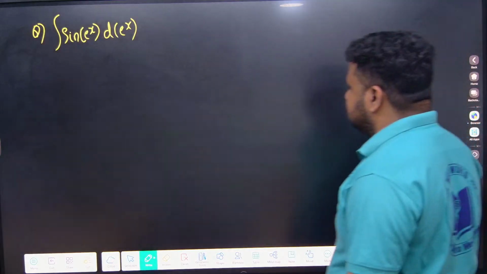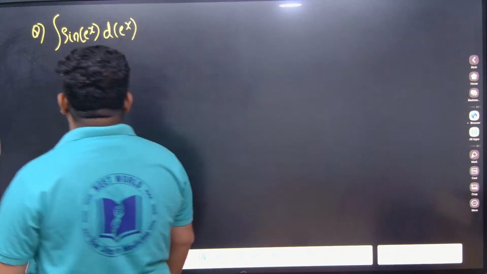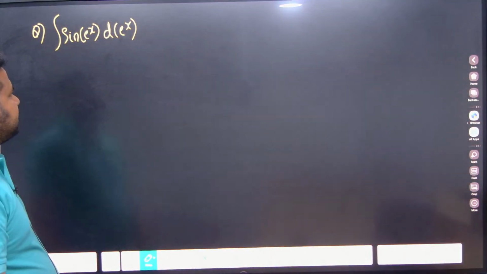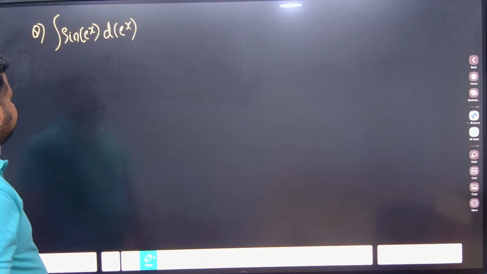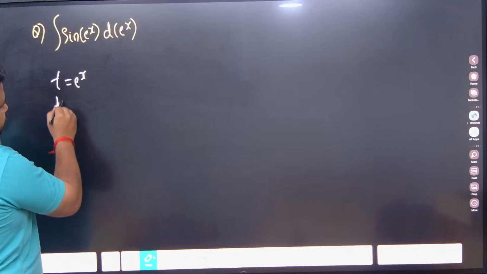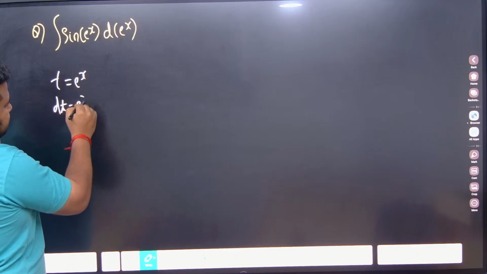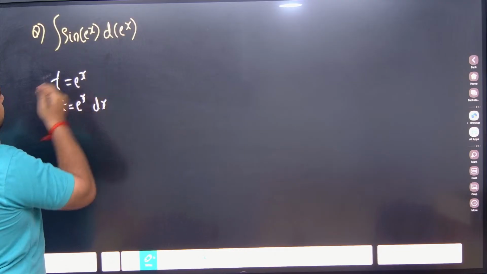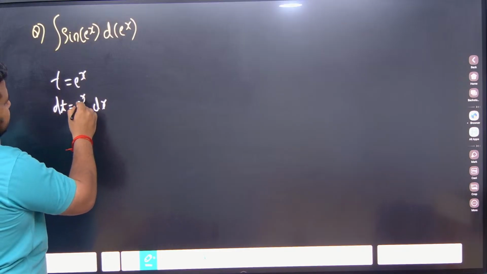Let us go to some more questions. Substitution. We are given the integral of sin(e^x) into d of e^x, which we have to find out. Put t equal to e^x. What will dt be? dt is equal to e^x dx.